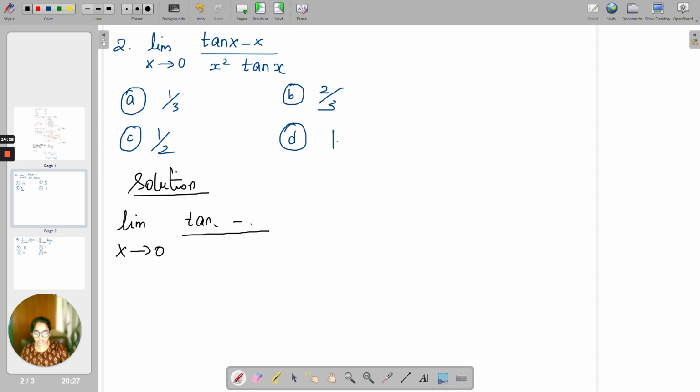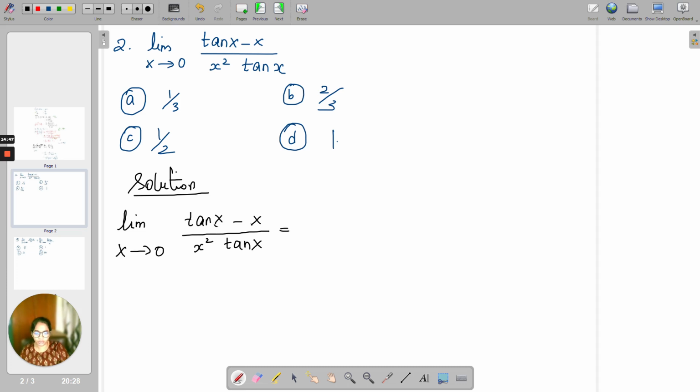Yes. So sin 0 is 0. Cos 0 is 1. So 0 divided by 1 is 0. Yes. So we would get 0 minus 0. So we already have x square over here. So directly you can say that the denominator is also 0.